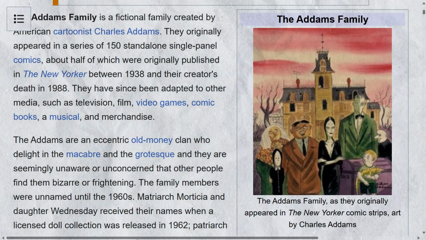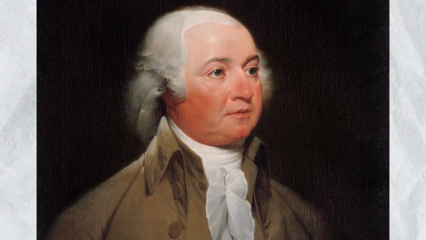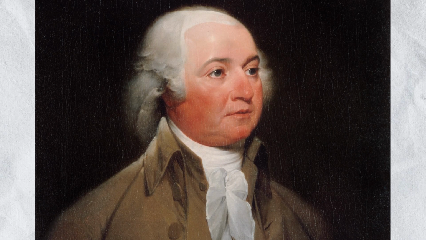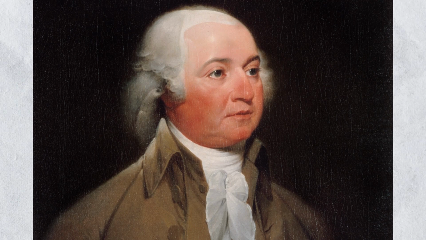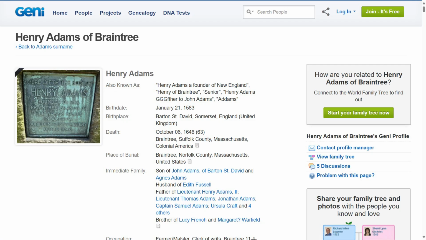The Adams family, not that Adams family though, were originally from Somerset, England, and were part of the Puritan movement, which sought to reform the Church of England. An important ancestor of the second president of the United States was Henry Adams, who was one of the earliest settlers of the Massachusetts Bay Colony. Henry was born in Somerset, England in 1583 before he migrated over the Atlantic in the 1630s.